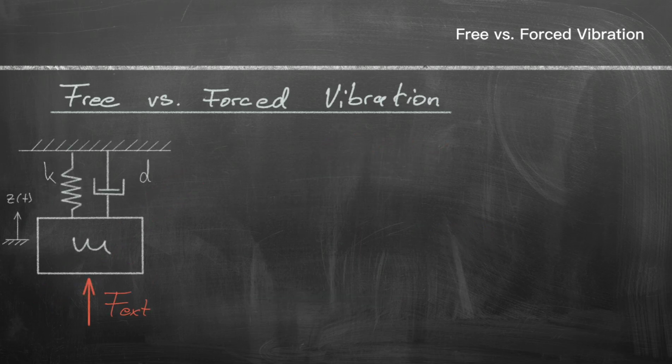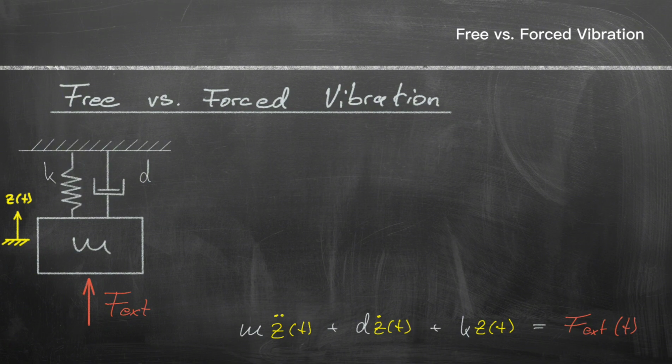In general, we can simplify the system shown as a linear, single degree of freedom oscillator with the mass m, spring stiffness k, and viscous damping coefficient d. The system has 1 degree of freedom z, and the general equation of motion is m z double dot plus d z dot plus k z is equal to the external force.